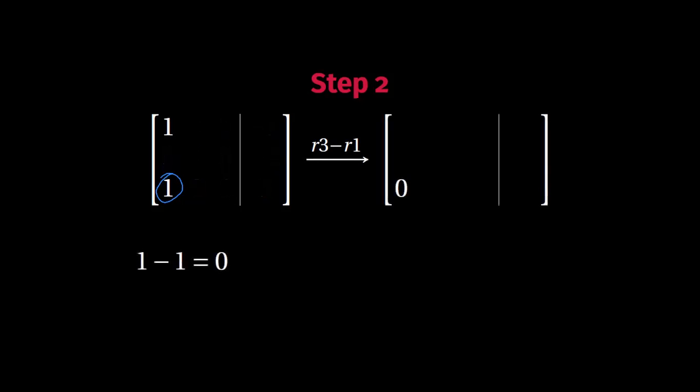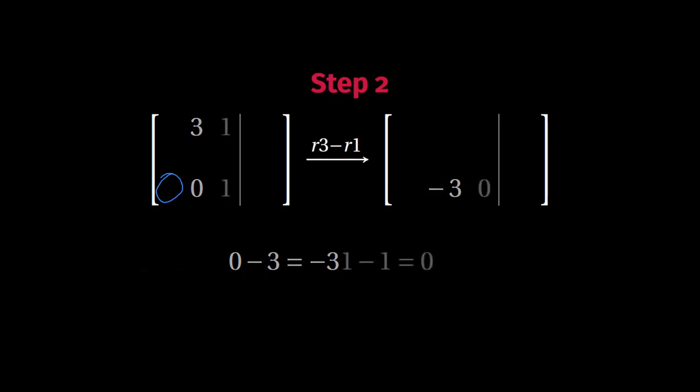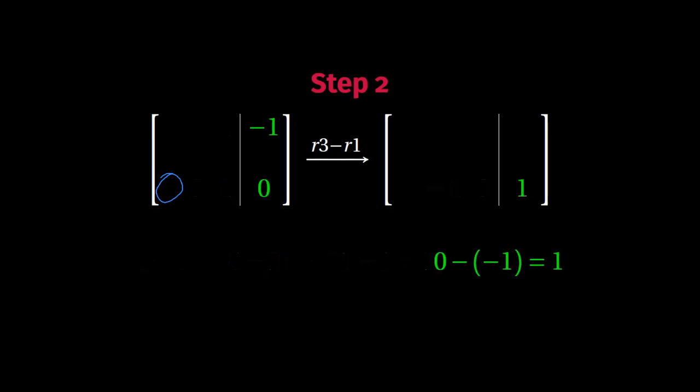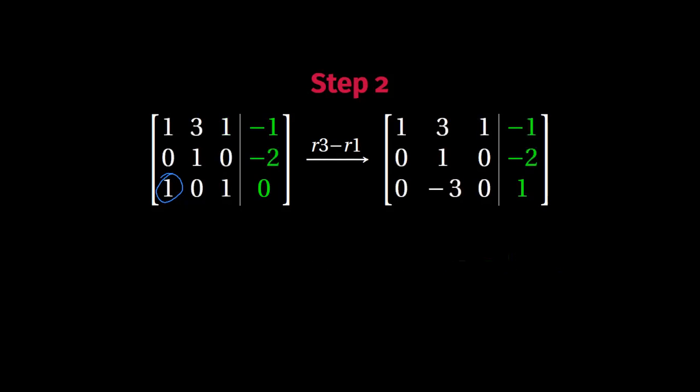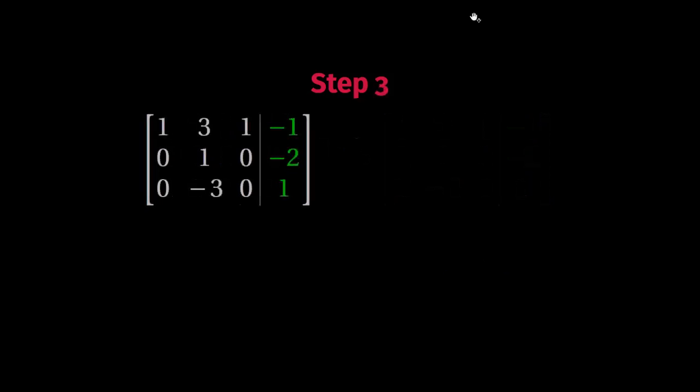Let's go on step by step, column after column. 1 minus 1 gives us exactly 0, which is exactly what we wanted. Then we go on with the second column, where 0 minus 3 is equal to -3. Then third column, 1 minus 1 gives us 0. And finally, 0 minus -1 is equal to 1. And this is the whole matrix that we obtain after the second step. We can now move to the third and last step.